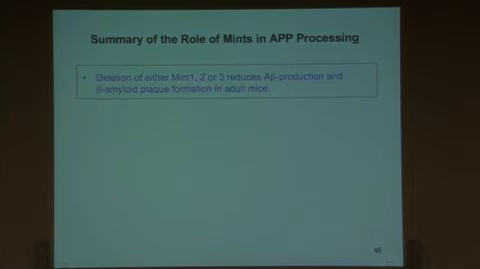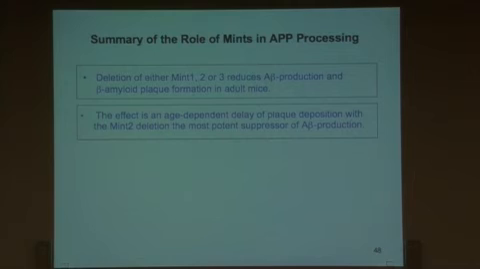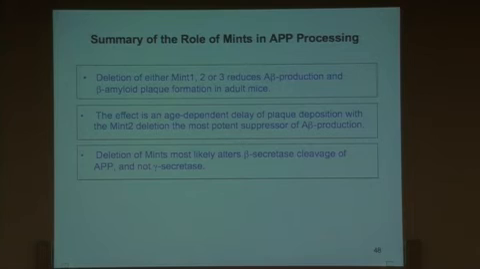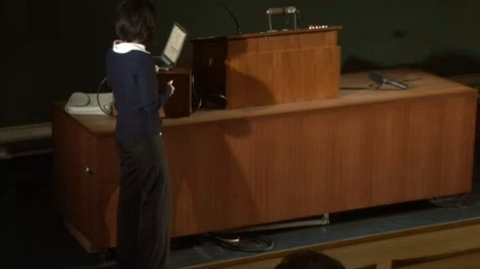So the summary of the role of the MINT proteins in APP processing is that if you delete the single MINT1, MINT2, and MINT3, it reduces A beta production and beta amyloid plaque formation. And the effect is age dependent. It actually only delays the plaque deposition, and MINT2 deletion was the most potent suppressor of A beta production. And the deletion of MINTs most likely is altering the beta secretase cleavage of APP and is unlikely to affect the gamma secretase pathway.